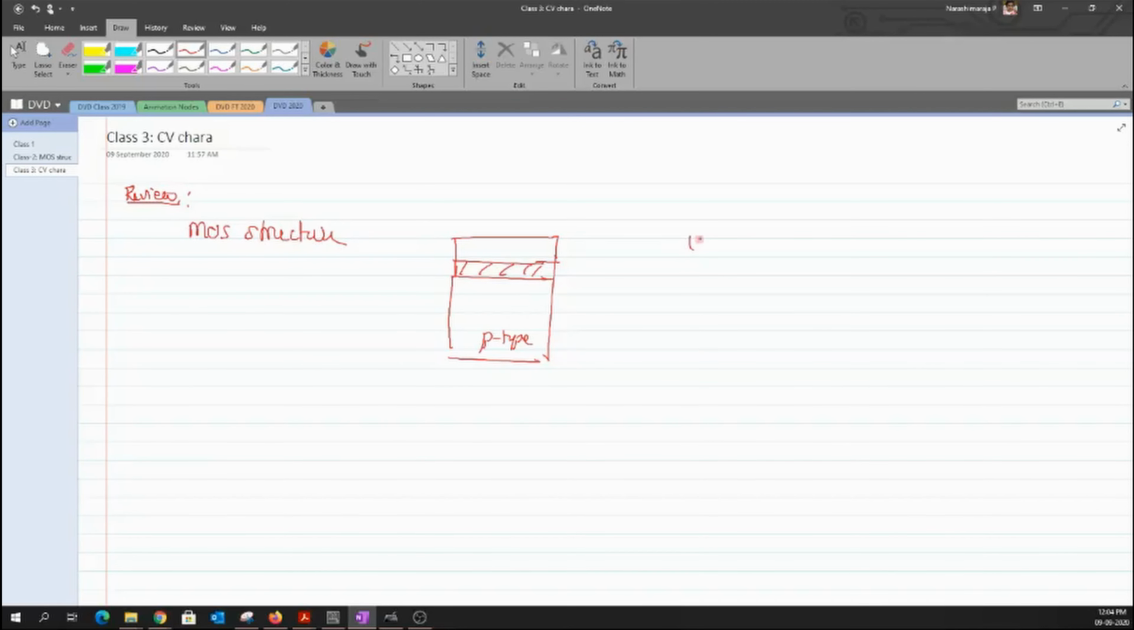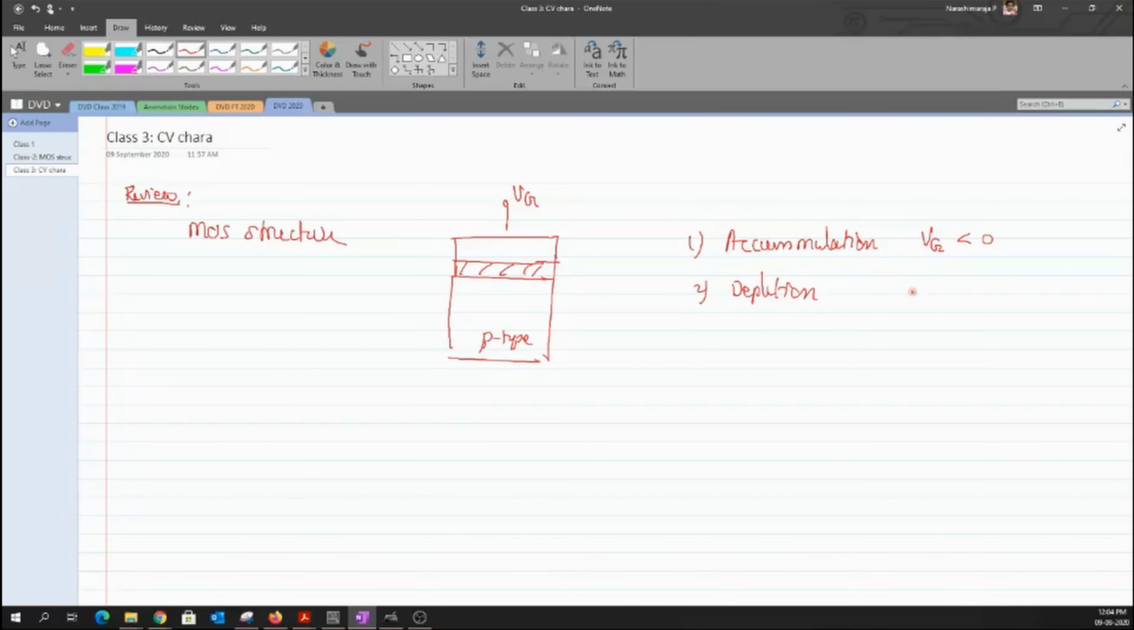One is the accumulation. In the case of accumulation, if I assume that this is my VG, the VG was said to have some sort of negative voltage. And later we spoke about the depletion.